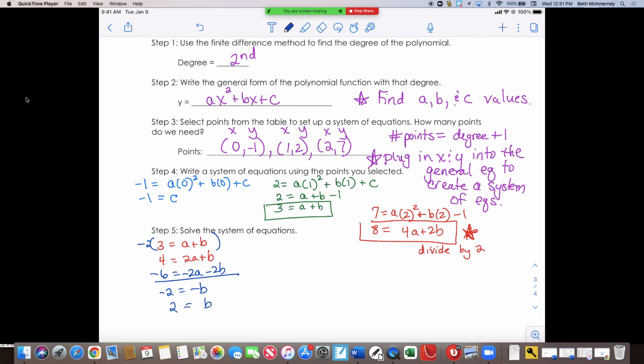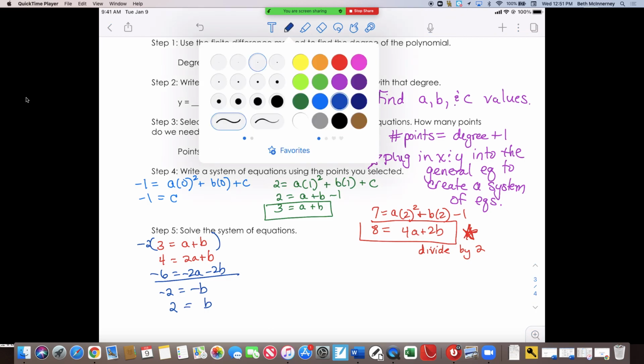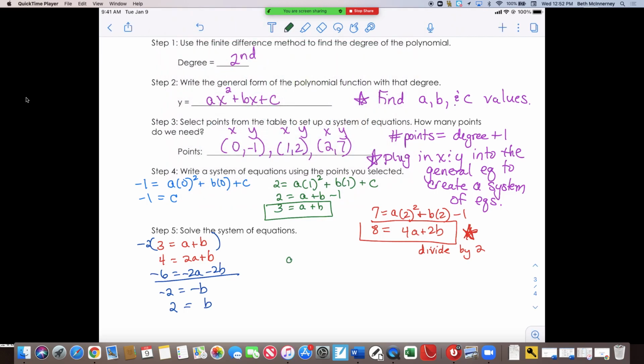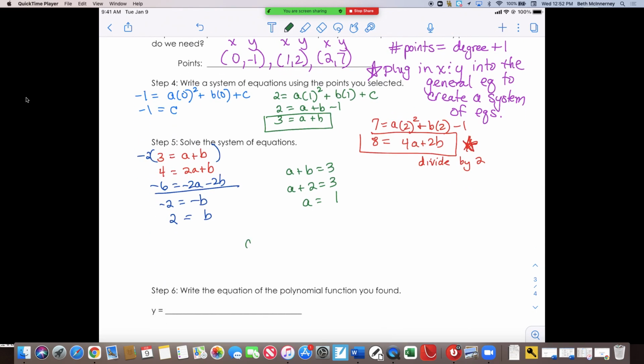That was not the only way to do that. I probably would have multiplied by -1 and got rid of my B, but no biggie. That does the job. All right, now I'm going to go back to the A plus B equals 3 and plug in that B is 2. So what's A? 1. So now A is 1, B was 2, C was -1. So what we're going to do is use the general form to now write this equation. So this would be y equals x squared plus 2x minus 1.